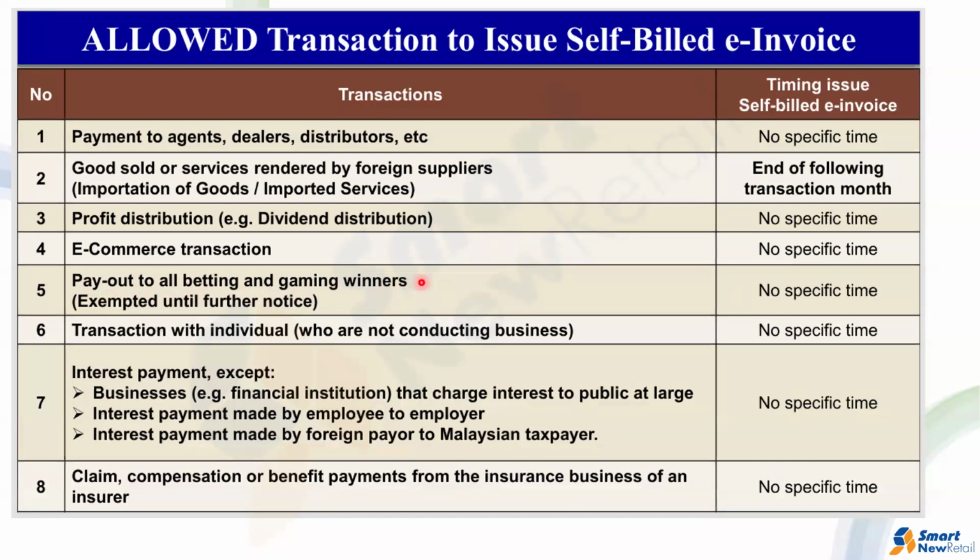betting or gambling winner; transaction with individual, because when you buy something not from a business, they usually won't be able to submit an invoice either. So when you buy something from an individual, you have to submit a self-bill; interest payment; and claim and compensation benefit payment from insurance business. This is for insurance business. So as we know, these are the 8 types, maybe there will be more. For that you have to inquire with your tax agent.